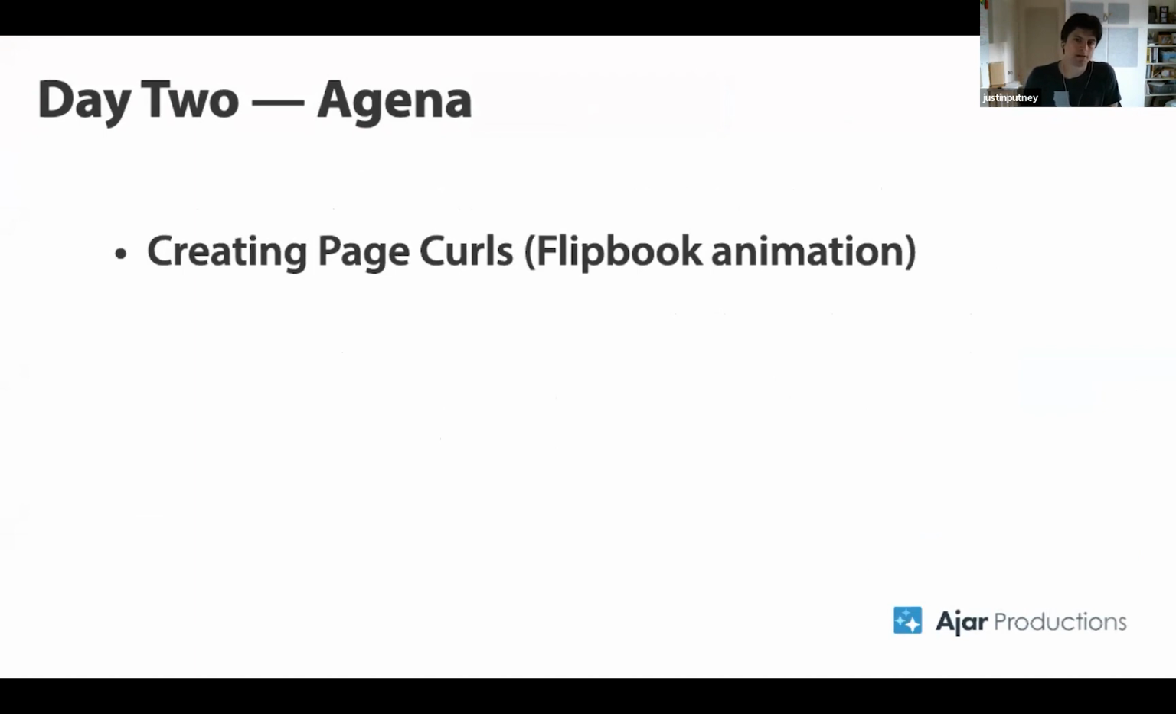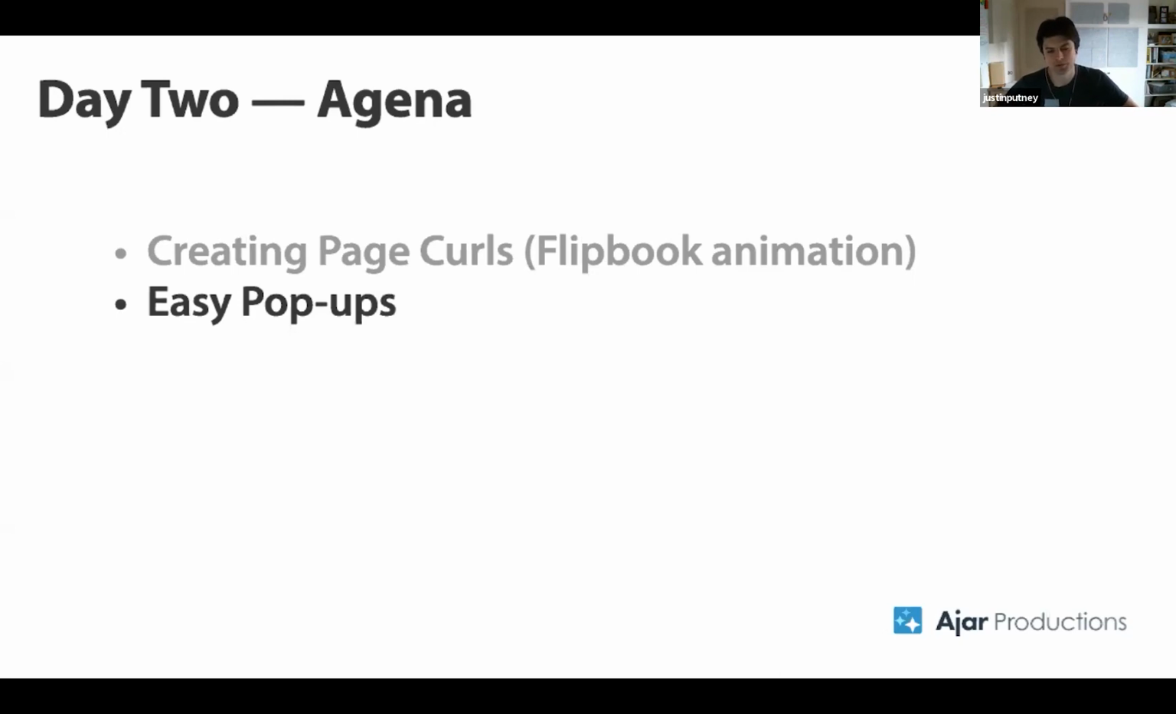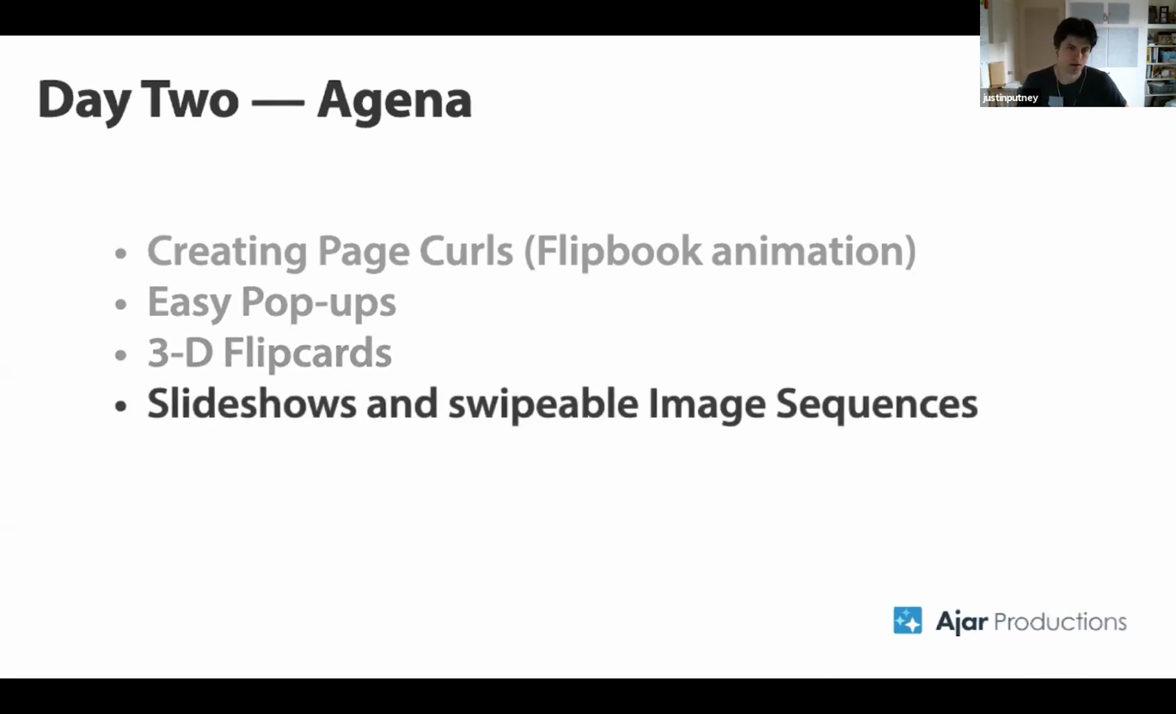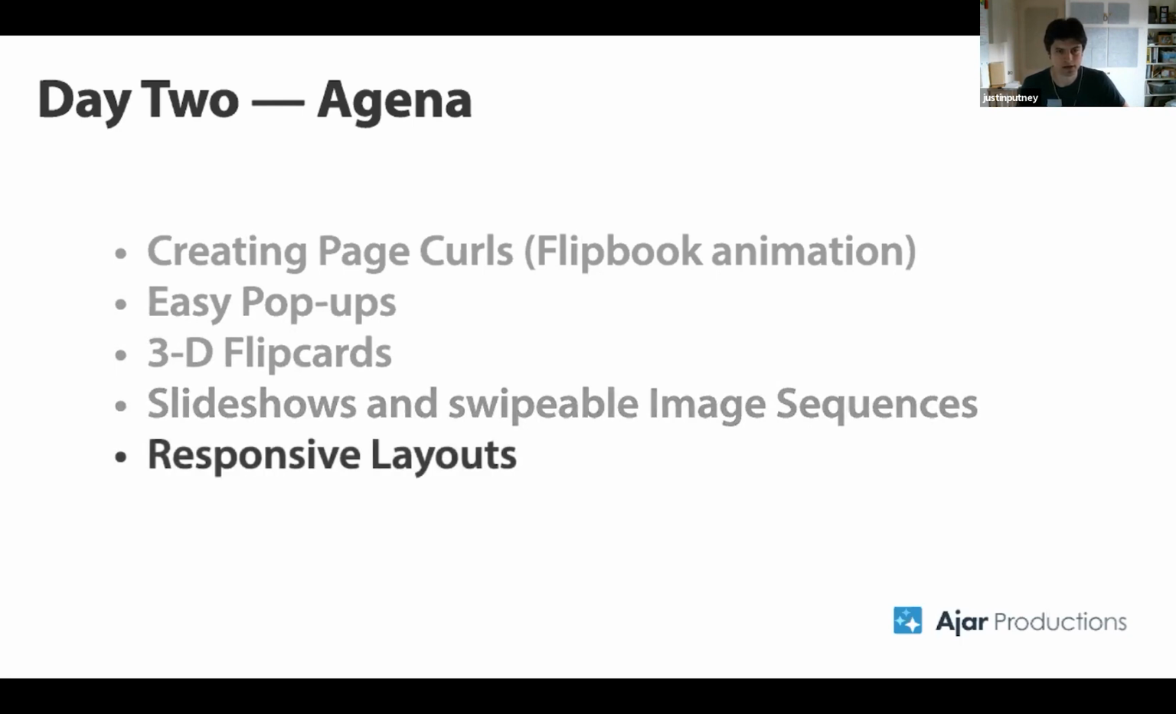So we're going to look at creating flipbook animation. Yesterday we looked at object states and multi-state objects, and I'm going to show you some of the tools in In5 that make those more complicated multi-state object creations much easier to build. And we'll look at 3D Flipcards. Look at some of the other things. These are carryovers from Adobe DPS in a way, the slideshows and the swipeable image sequences. In5 supports those, and we'll show you what those look like.